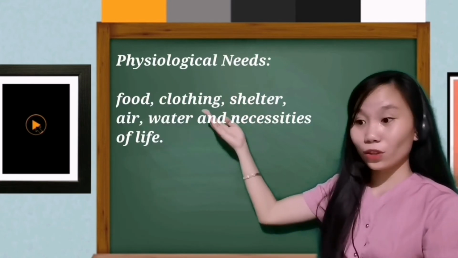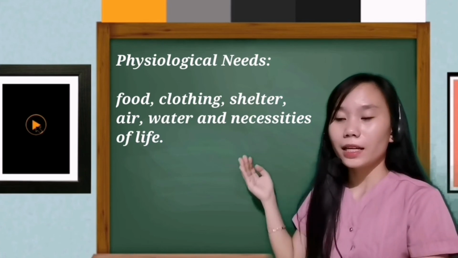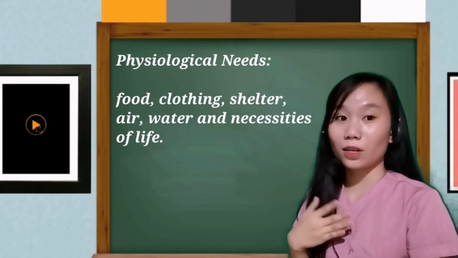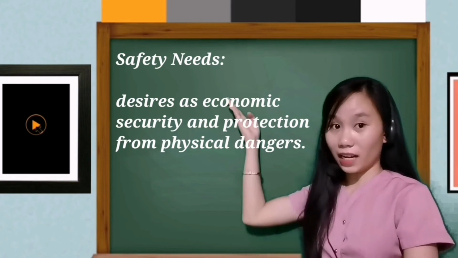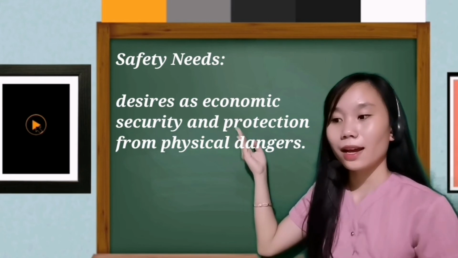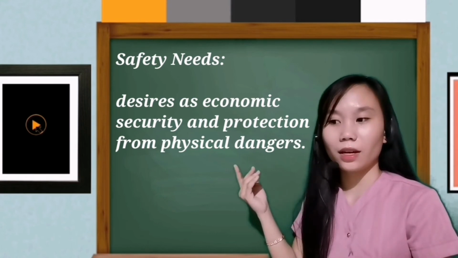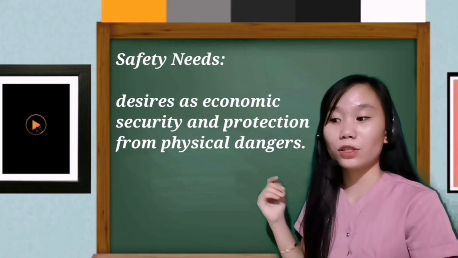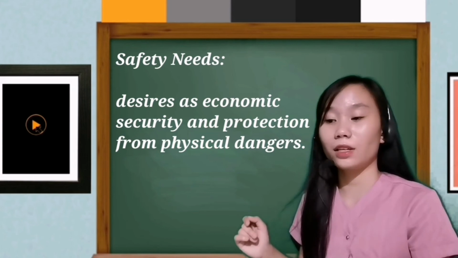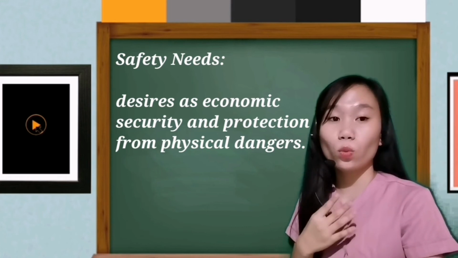First is the physiological needs. These needs are basic to human life and hence include food, clothing, shelter, air, water, and other necessities of life. Second is the safety needs. After satisfying the physiological needs, the next needs felt are called safety and security needs. These are needs that find expression in such desires as economic security and protection from physical danger, which means the individual needs more money and is prompted to work more.